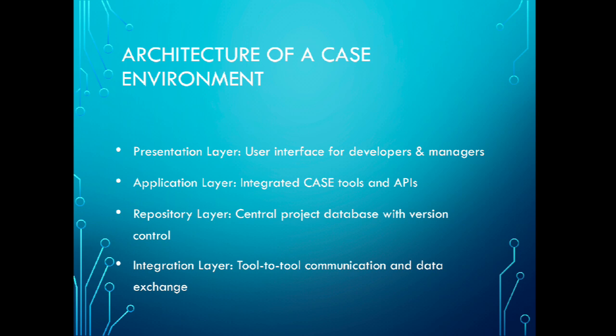Next is the integration layer. This layer acts as the glue that connects everything. It's the layer of middleware and messaging services that allows the different tools and layers to communicate and share data smoothly. It uses standard formats like XML or JSON to make sure that a design change in one tool can be instantly and correctly communicated to the code generation tool and so on.